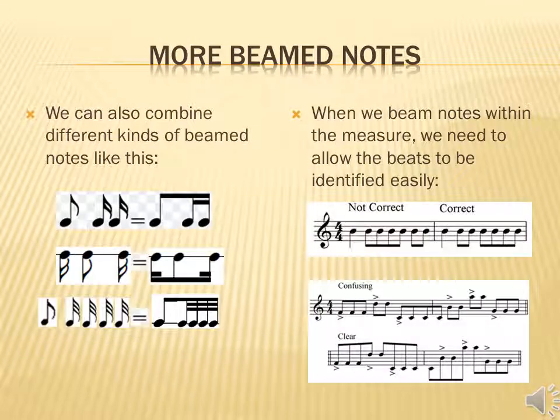More beamed notes. We can also combine different kinds of beamed notes like this. We have an 1/8 and 2 16ths. We have a 16th, 1/8, and 16th. And we have an 1/8 and 4 32nds.